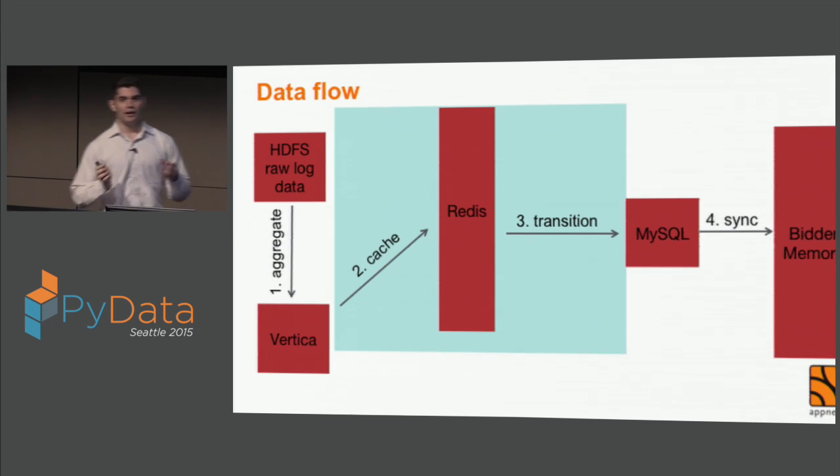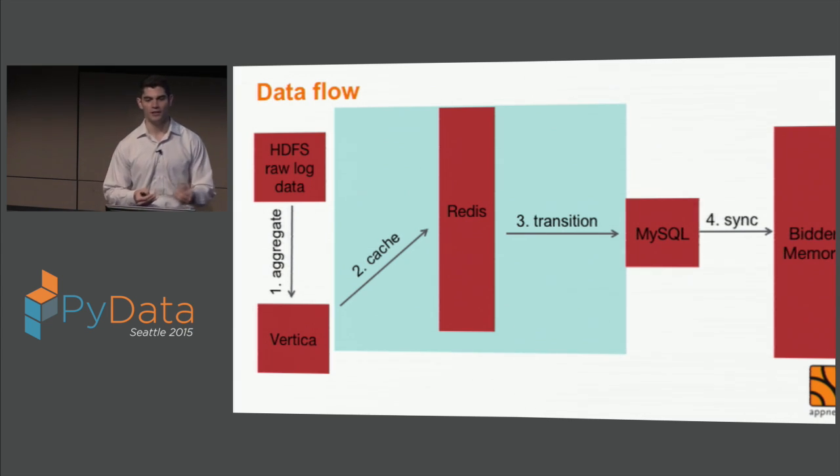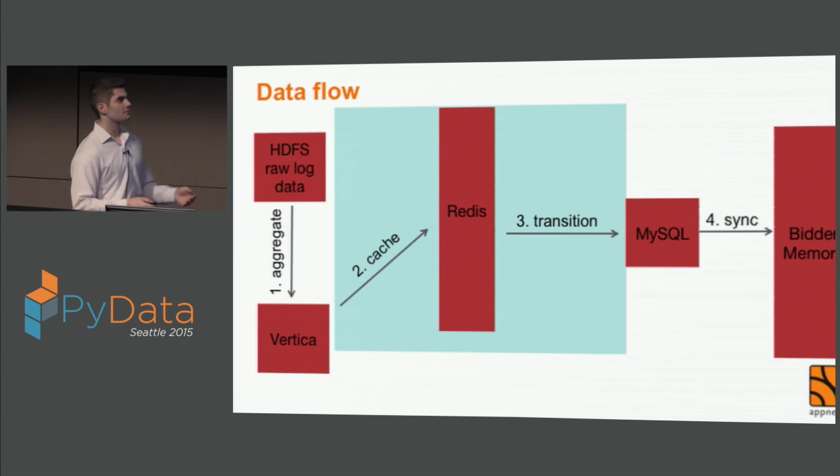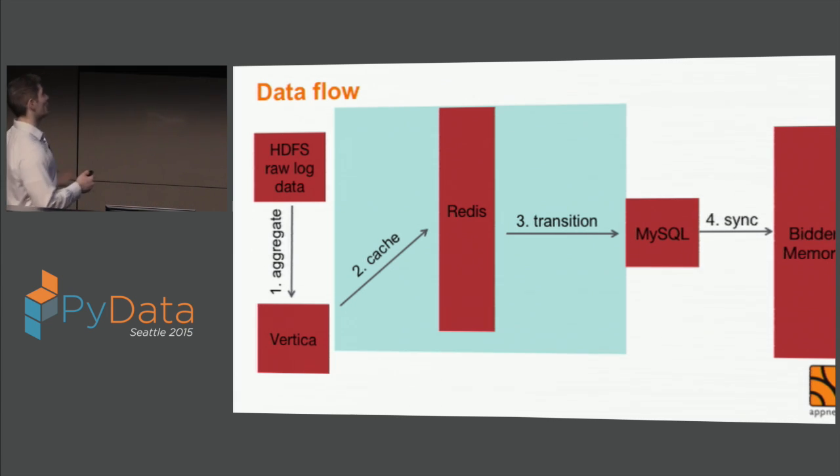Great. So now we have an idea of how we carry out computations and how we coordinate computations. Let's talk a little more in depth about the data flow. This is the data flow in more depth. Like I was saying, we start off with all our data in HDFS, where it's later aggregated and stored into Vertica. This green box represents the optimization stack, where all of our Python processes are running and crunching numbers.